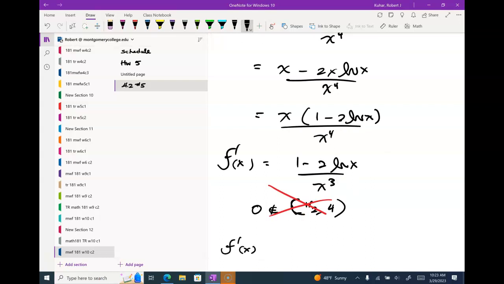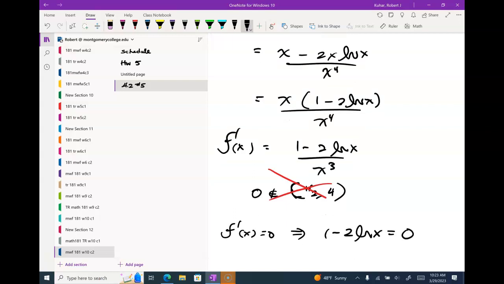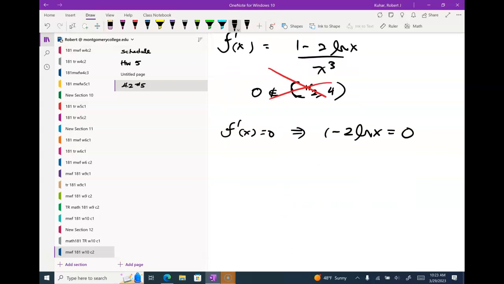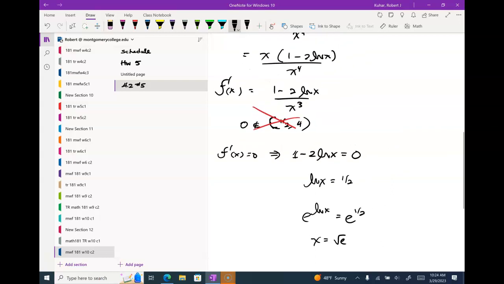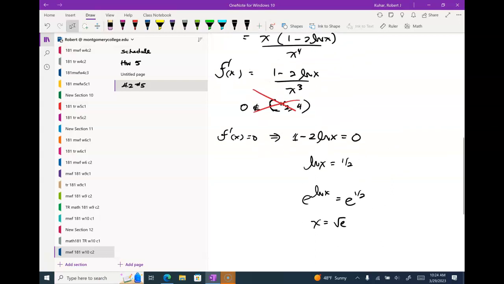I know f prime of x is 0. It tells me that 1 minus 2 ln of x is 0. Which means ln of x is equal to what? 1/2, beautiful. Which means e to the ln of x equals e to the 1/2. Okay, I'm raising both sides base e, right? So I get x is square root of e. Yeah? Nice. So I found my critical value.